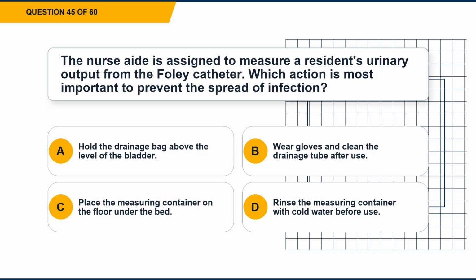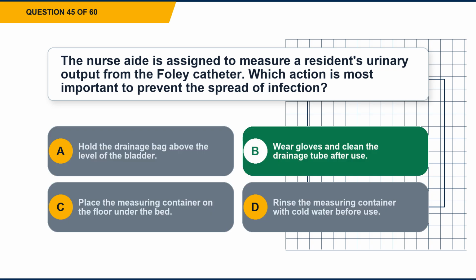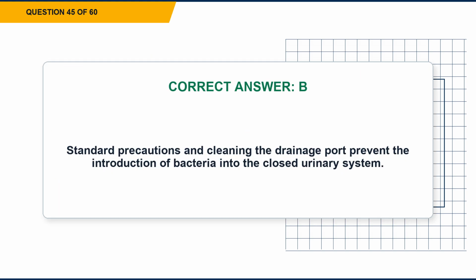Question 45. The nurse aide is assigned to measure a resident's urinary output from the Foley catheter. Which action is most important to prevent the spread of infection? Option A, hold the drainage bag above the level of the bladder. Option B, wear gloves and clean the drainage tube after use. Option C, place the measuring container on the floor under the bed. Option D, rinse the measuring container with cold water before use. The correct answer is option B, wear gloves and clean the drainage tube after use. Explanation. Standard precautions in cleaning the drainage port prevent the introduction of bacteria into the closed urinary system.